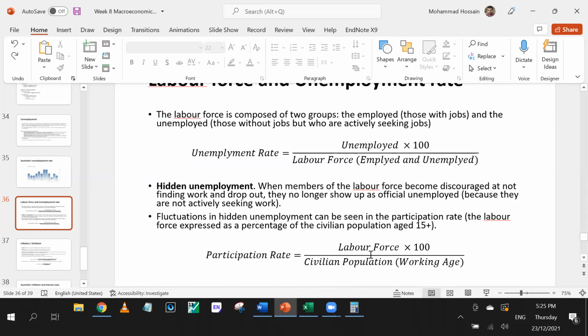Okay, and the participation rate. This is called the participation rate. Out of the working age, 15 plus to 65 working age civilian population, we call them civilian population who is over 15. Okay, those two civilians. So labor force divided by civilian population, that will be known as the participation rate. Okay.